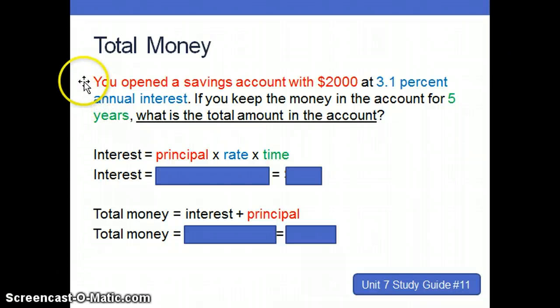All right? So this one says you opened a savings account with $2,000 at 3.1% annual interest. If you keep the money in the account for 5 years, what is the total amount in the account? All right? Remember, you're going to find your interest, and then you're going to use that answer to find your total money. Pause the recording now.